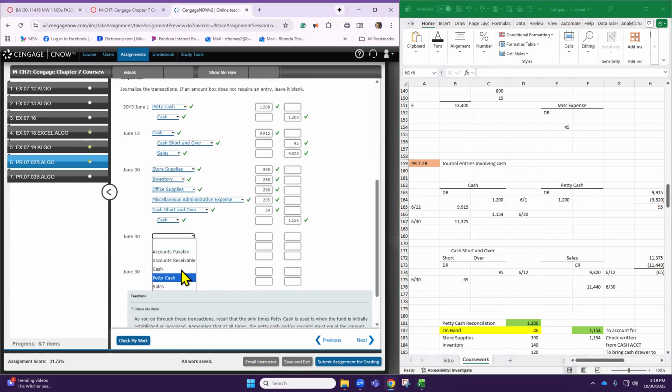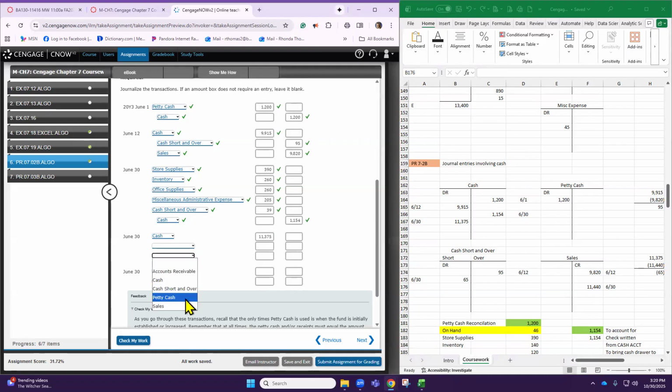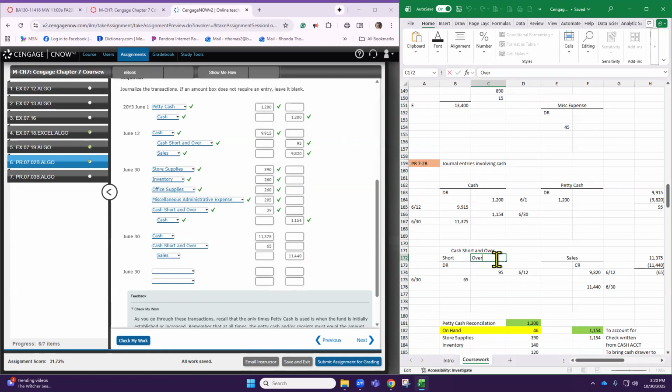Here comes the actual amount of cash that we counted at the end of the day, 11,375. I'm going to go get sales. Okay, it's 11,440, and we need a debit of 65 because this time we're short. So short and over goes in on the same account. Once again, short is the debit and long is the credit. Okay, so I'm also going to put the word long there. Some people use the word long, some people use the word short.